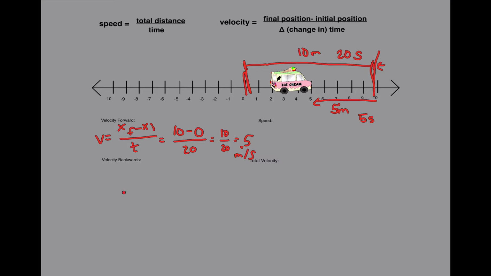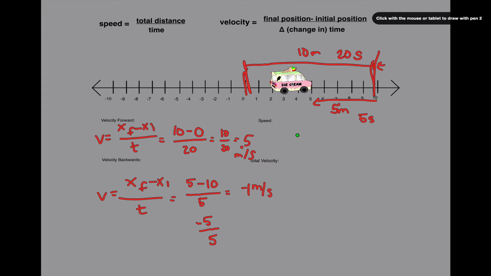Okay, his velocity backwards. If we use the same equation of xf minus xi over t, his final position was 5, his initial position was 10, and that took him 5 seconds. So his velocity as he traveled backwards was -1 meter per second, because 5 minus 10 is -5, divided by 5, which is -1.